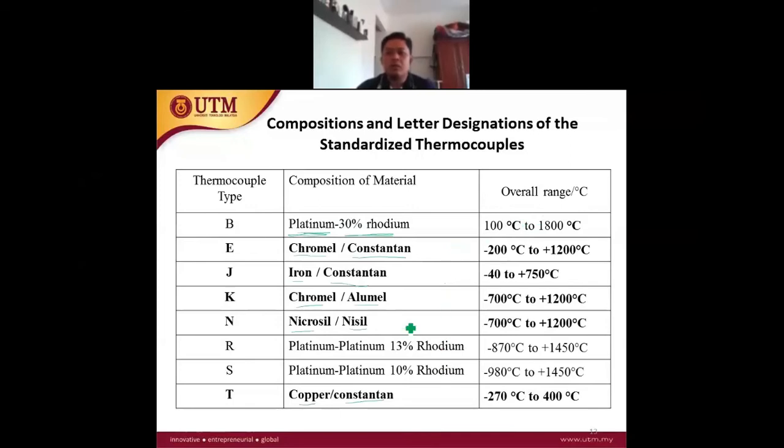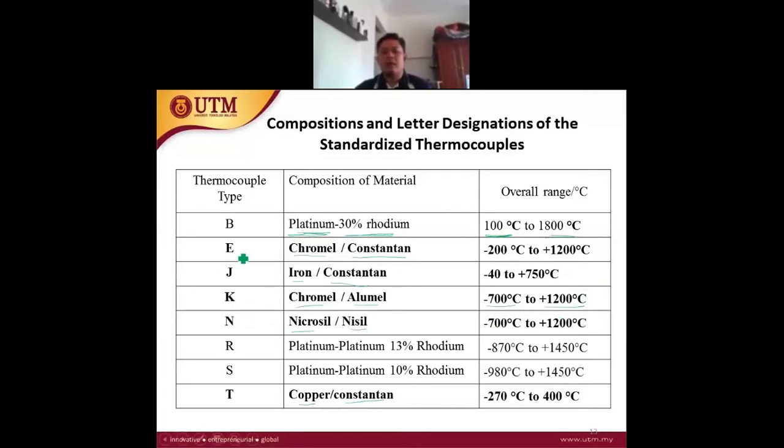So why does it matter to have a different composition of material? The answer is that a different composition of material gives us a different range of temperature measurement. For example, for type B, we can measure temperature between 100 degrees Celsius and 1.8 kilo degrees Celsius, so 1800 degrees Celsius. Other types have a bigger span, for example type K with alumel, which can reach from negative 700 degrees Celsius to 1200 degrees Celsius.